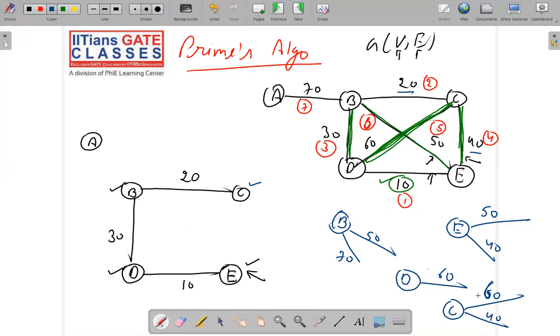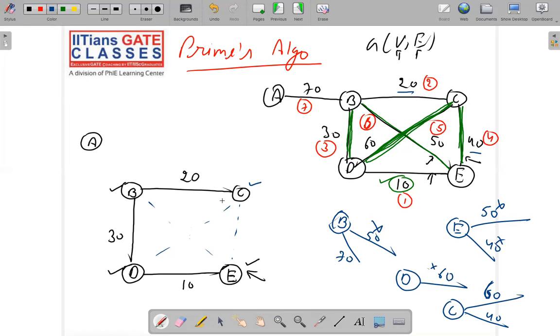Out of these, if we pick any of the edges, it will make a loop again. We don't want to make a loop, because there is no loop in a minimum spanning tree. So we can't consider this edge or this edge or this edge. Once we try to put these edges, it will make a loop, so we remove that edge.